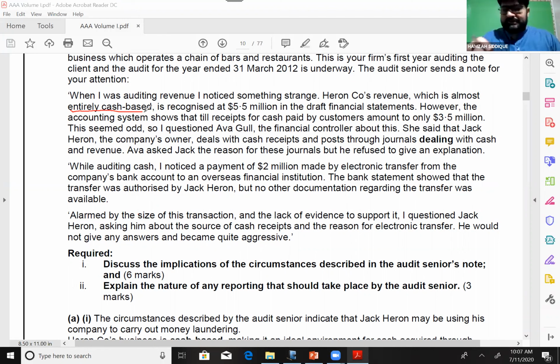You see here, revenue is recognized at 5.5 million in the financial statements. However, the accounting system shows that cash received by tills from customers is 3.5 million. Cash-based means it is risky, open to manipulation. So 3.5 million and 5.5 million, a $2 million difference between what is recorded in the financial statements and what the tills, the cash counters, show. If you go to ShopRite or Intermart or Jumbo, you see the cashiers using the machines. They are called till machines. Their record shows sales of $3.5 million.